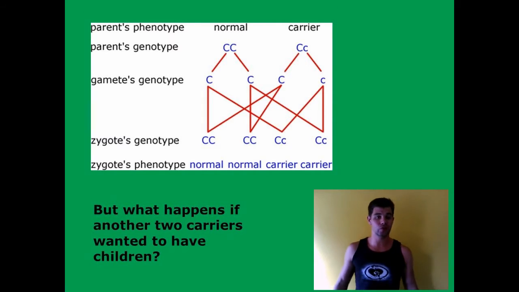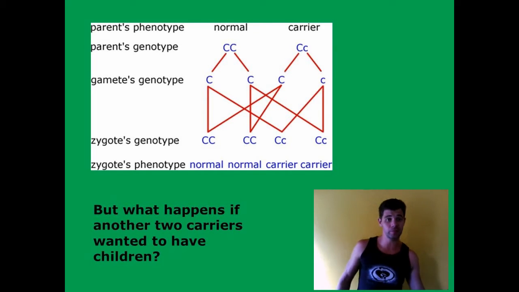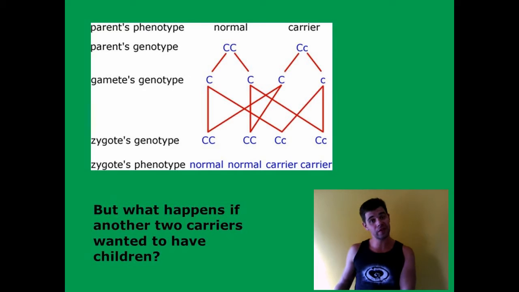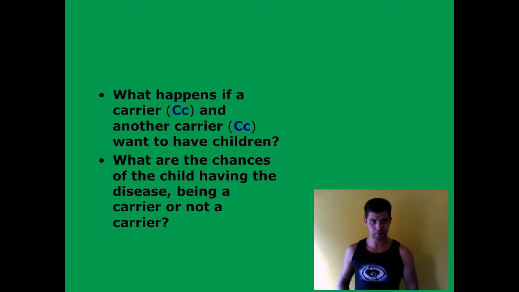So if they were to have 4 children, statistically, 2 of those children will be fine and won't be able to pass it on. 2 of those children will also be fine, but will carry the cystic fibrosis gene. Now, if two carriers wanted to have children, that's when things become problematic. If a carrier and another carrier want to have children, we end up with this graph.